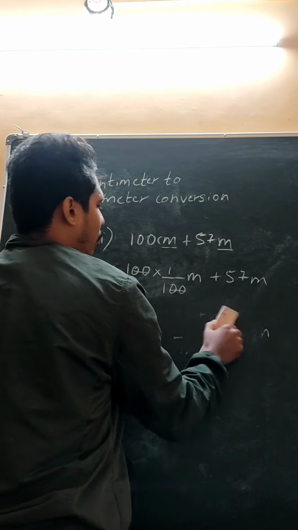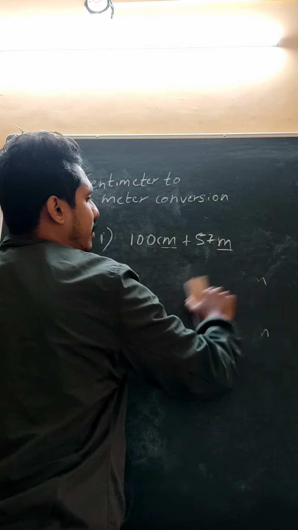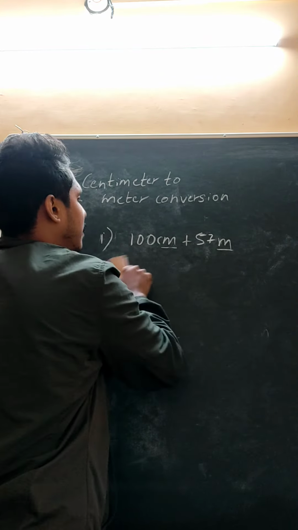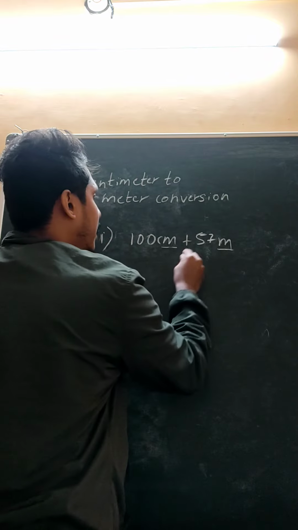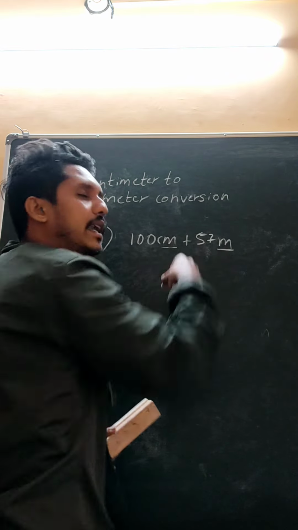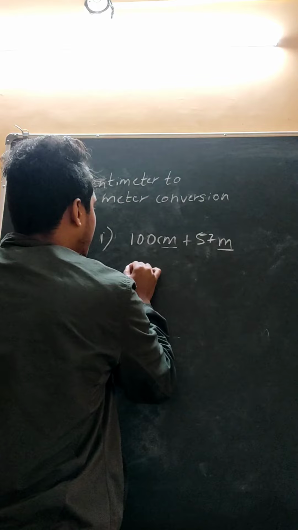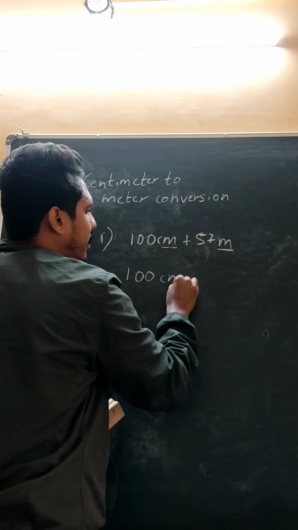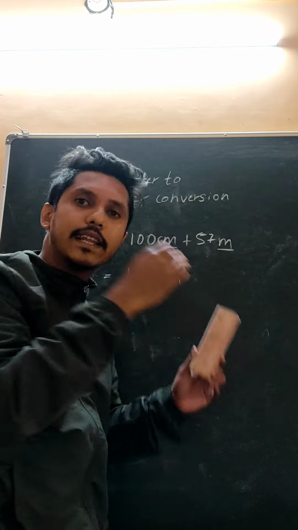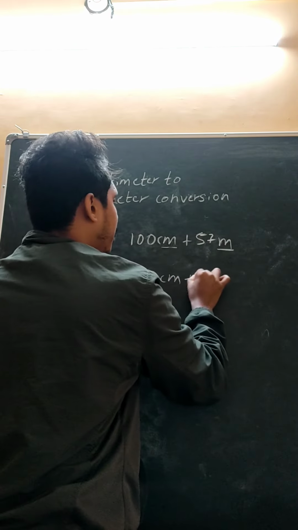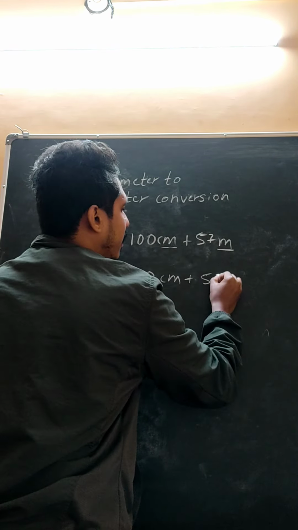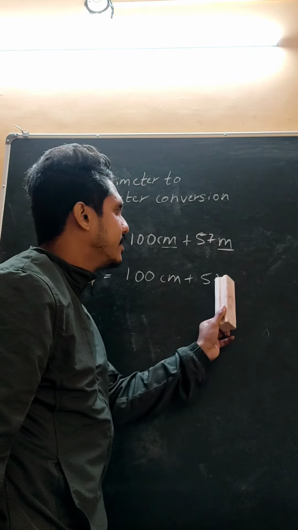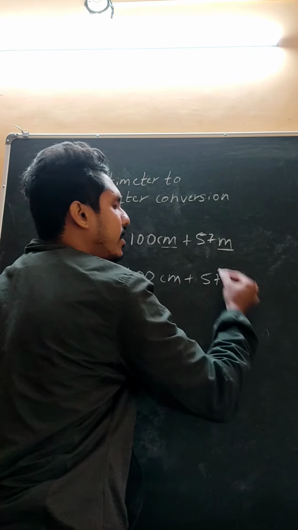Similarly, what if we need the answer in centimeter? If they ask the answer in centimeter, we have to convert this meter into centimeter first. What is the first step? 100 centimeter as it is, because we want the answer in centimeter. Plus 57. Here meter should be converted into centimeter.